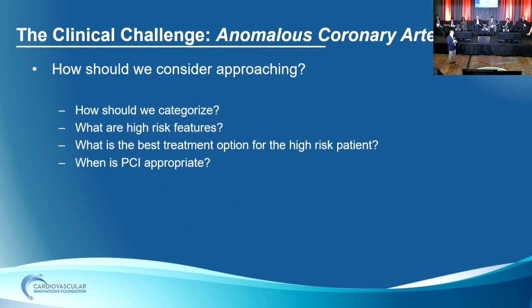His EF, at this point, I'll come back to at the end of this, but I think some of the clinical challenges have to do with the acute MI, but I think we also have to stop and think about how we categorize and think about anomalous coronary arteries, right? And those questions have to be, how should we categorize these patients? What are the features that are high risk? What's the best treatment option for the patient ultimately? And when is PCI appropriate, right?